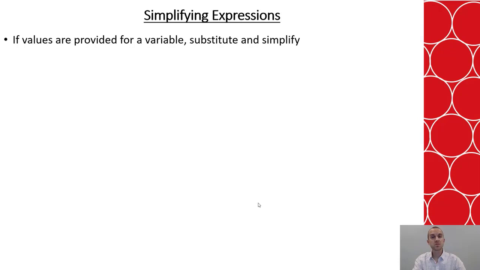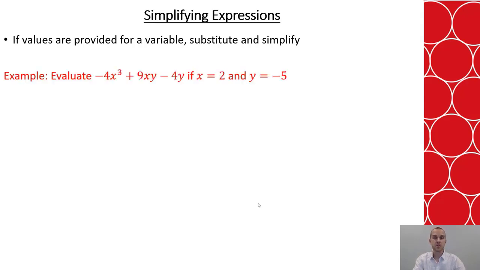Now we can also simplify expressions when we're given values to plug in and substitute in for a variable. We just want to make sure to simplify after we substitute. So say we have negative 4x cubed plus 9xy minus 4y, and we're going to substitute in 2 for x and negative 5 for y. So we start there. We start with the 2 and plug it in for each of the x's, and we take the negative 5 and substitute in for both the y's.